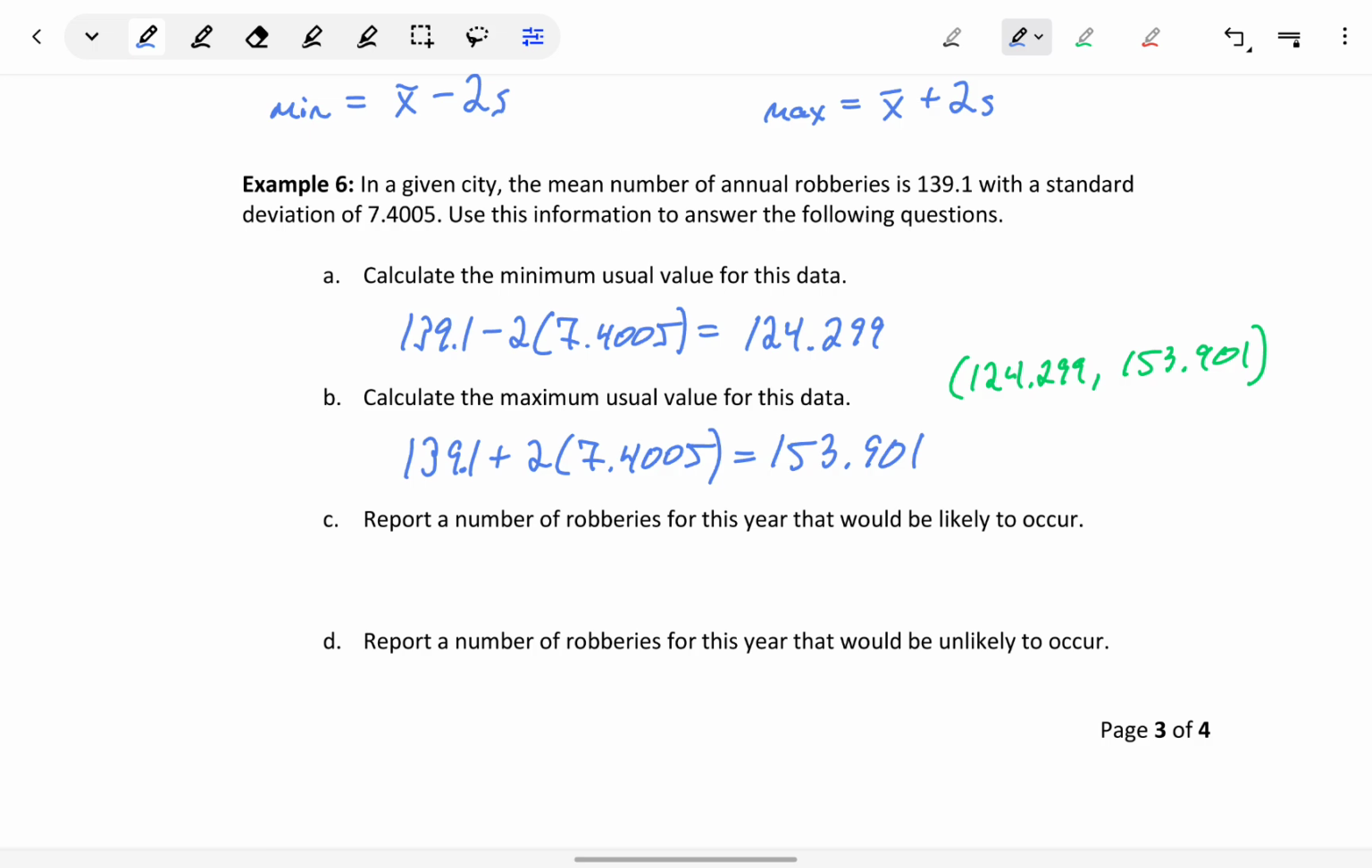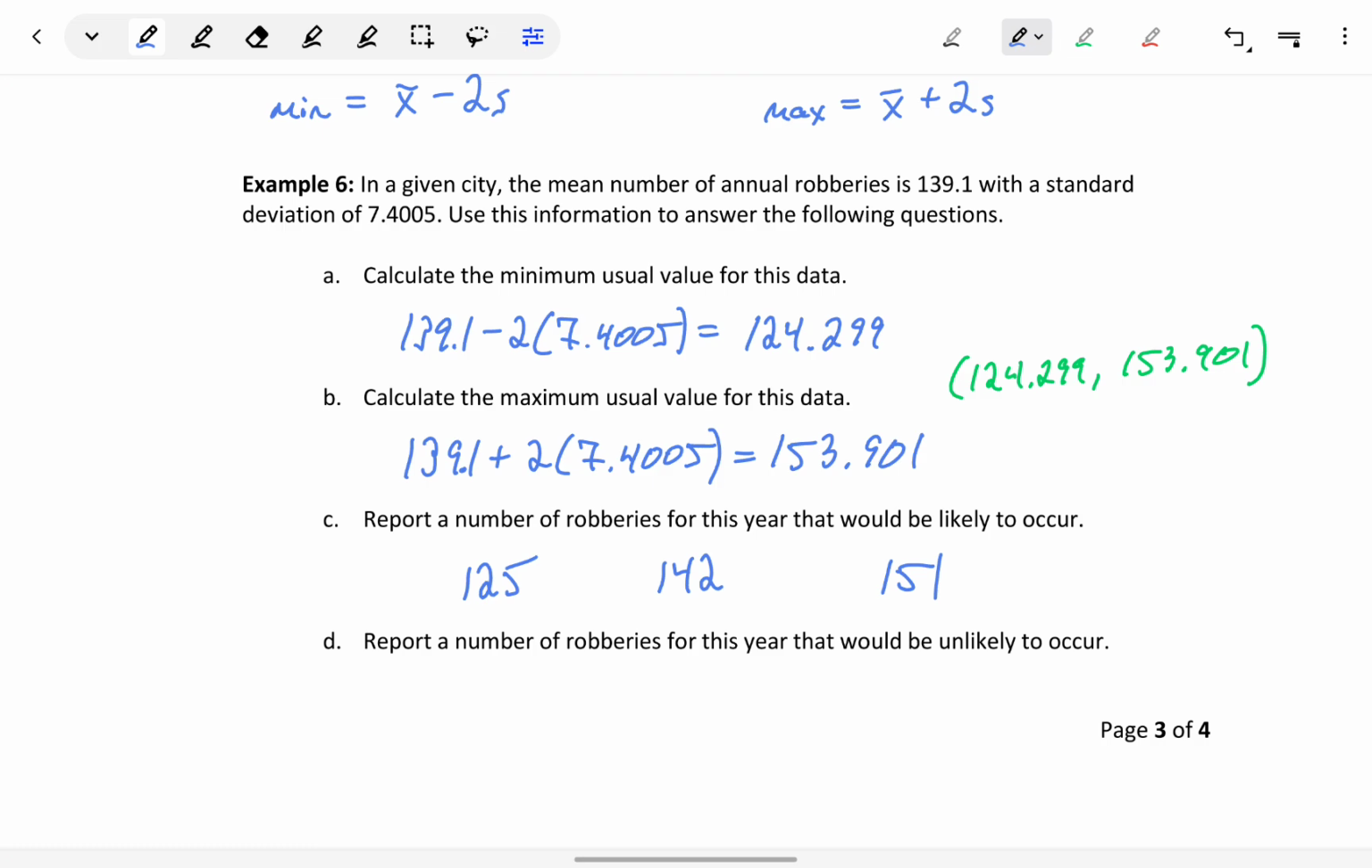In part C, then we're asked to report a number of robberies for this year that would be likely to occur. Any number inside that interval is a valid response because any number inside those boundaries is likely to occur. It's a usual value. So we could say, for instance, 125. Or we could pick a number like 151 or 142. Really doesn't matter as long as our number is between that maximum and minimum usual value.